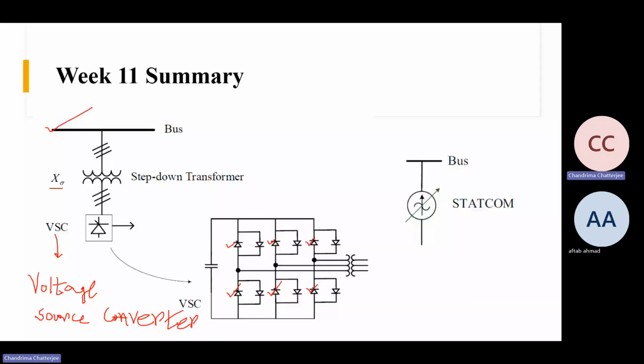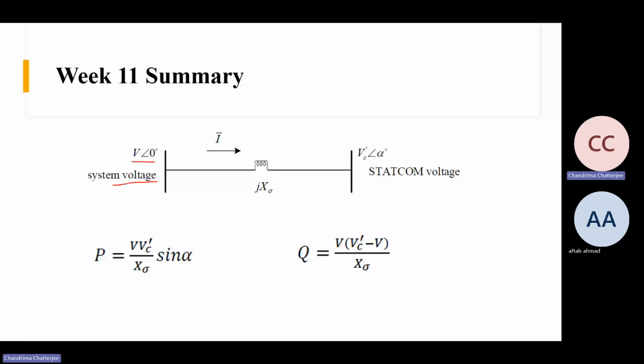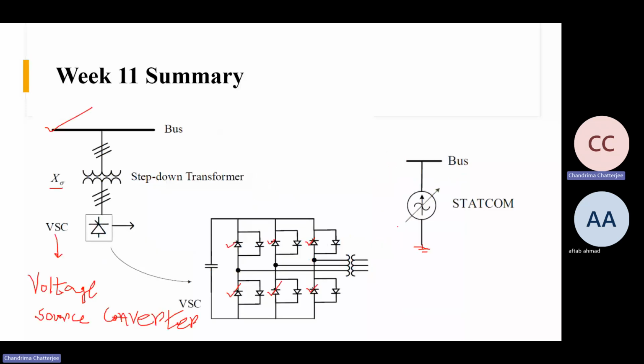And this is the simplified equivalent symbol. So STATCOM is symbolized by a controlled current source like this. Suppose this is the system voltage V angle 0, and here there is the STATCOM, and this is the reactance of the step down transformer, right? Actually, the idea is here there is the system voltage, suppose V angle 0. And on this side, the STATCOM produces a three-phase voltage, suppose that is VC angle 0.